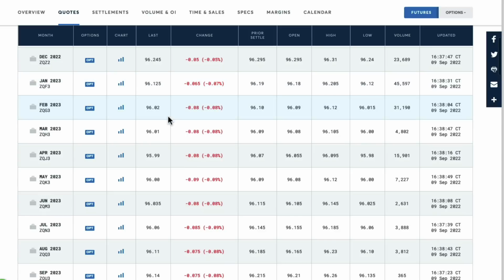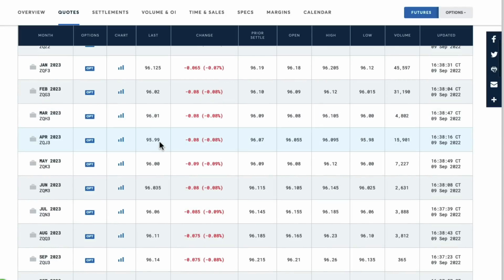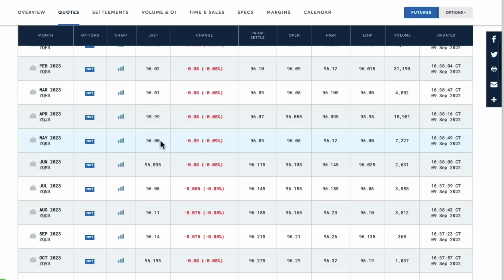And the lower this is, we know it's 100 minus the rate. So when we see 96.01, that's 100 minus, this is basically 4%. So March 2023, we're still looking at 4%. This is 4.01, roughly about 4%. So it looks like the market is now anticipating that rates are going to rise to about 4%. And we don't see a pivot, we're seeing a pause.